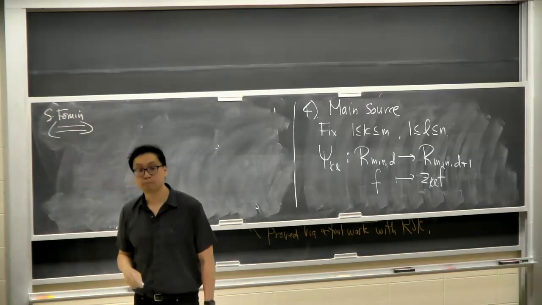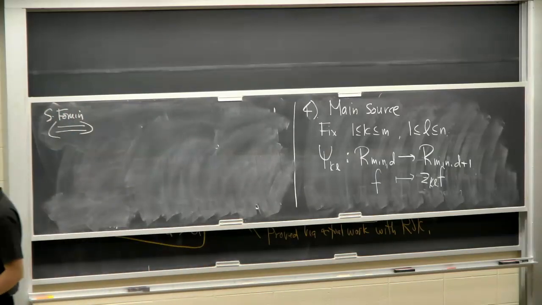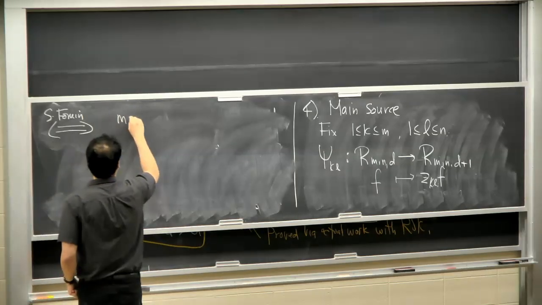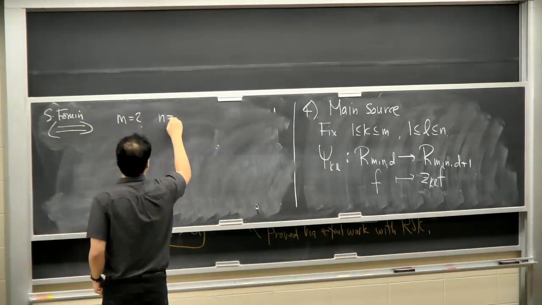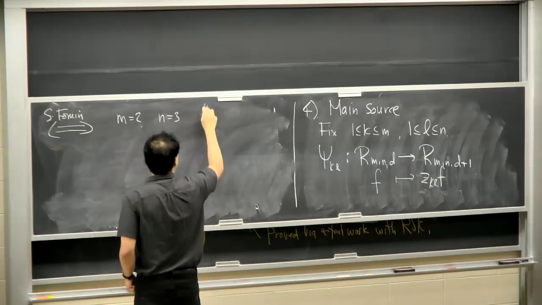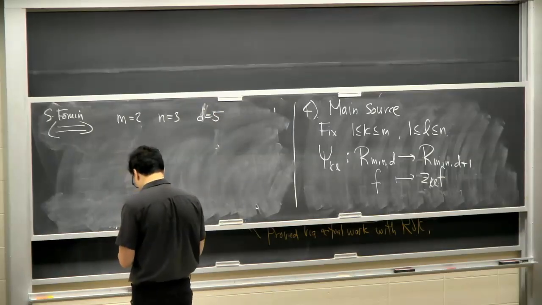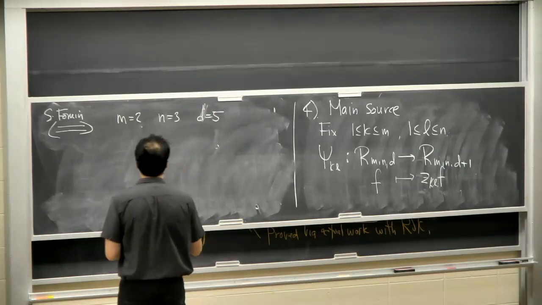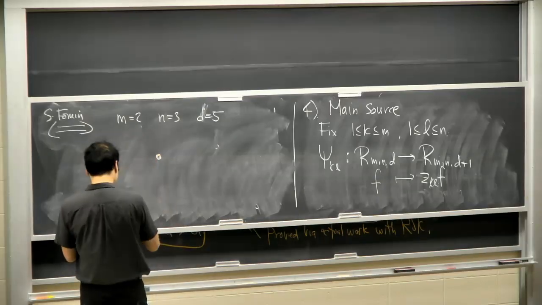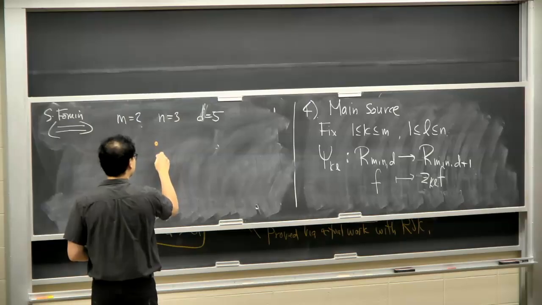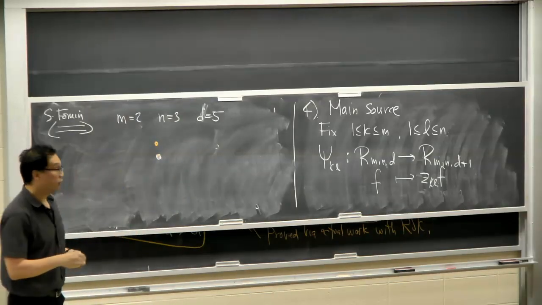So maybe it's easier to do it by a picture. Let's look at this example here: 2, 3, and let me just choose 5. So what I'll do is I will have a central vertex, and this 2 will correspond to a path of length 2.